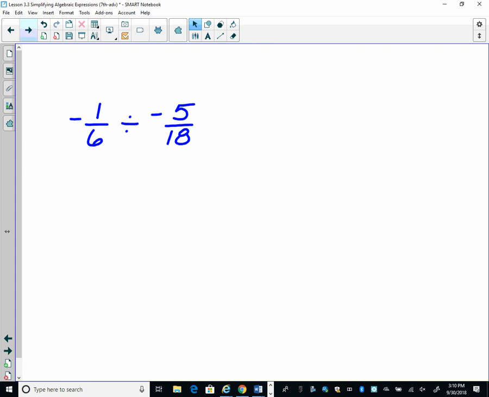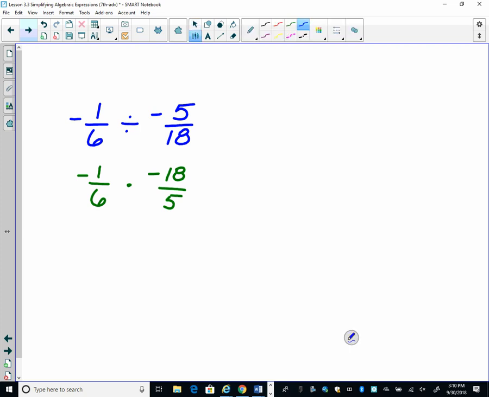Last type of example. Let's look at division. Remember in class that we said we don't actually divide fractions. What we do is we multiply by the reciprocal of the second fraction. So I would start by rewriting this. My first fraction stays exactly the same. Division becomes multiplication. Take the reciprocal of the second fraction. So negative 5/18 will turn into negative 18/5.